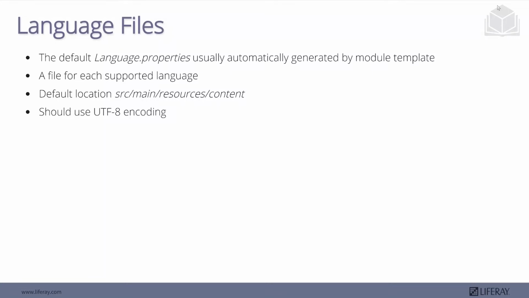So all of these language files, whether we create them or they're auto-created, are typically stored in the location source main resources content. And we'll take a look once we create our gradebook web. And as we are going through, one thing to note is this is all done using UTF-8 encoding. So language keys are the actual key value pairs inside the language file. So how this all works behind the scenes.